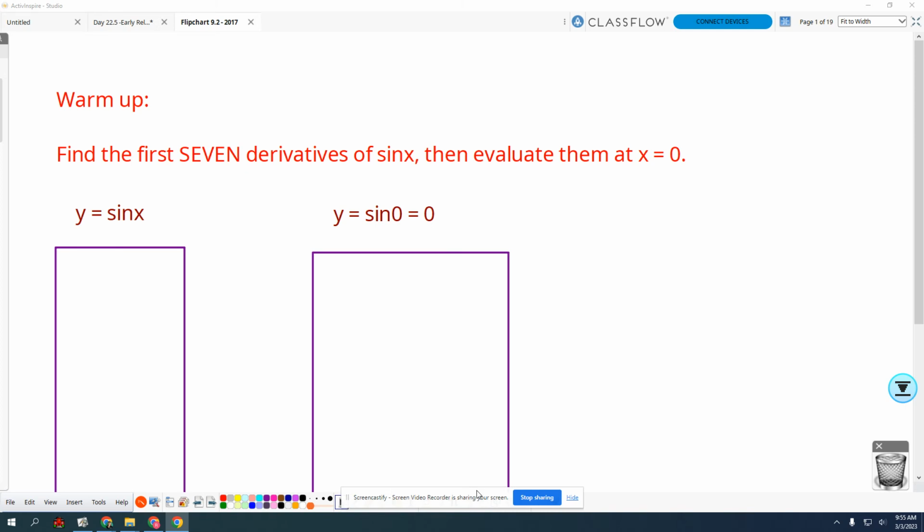Please have a seat, Josh. The bell rang. So, Josh, sit, quiet. Hunter, notebook out. Do the first 7 derivatives of sine and evaluate it at 0. The phone's away.